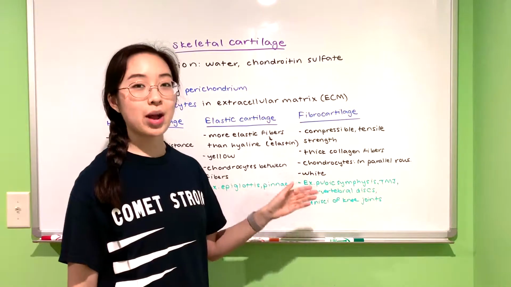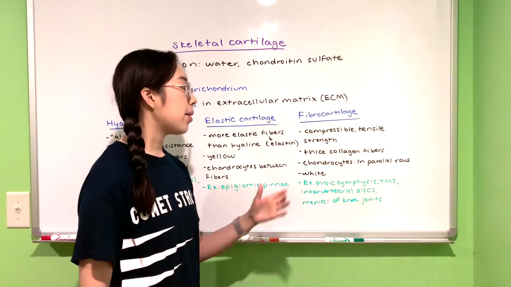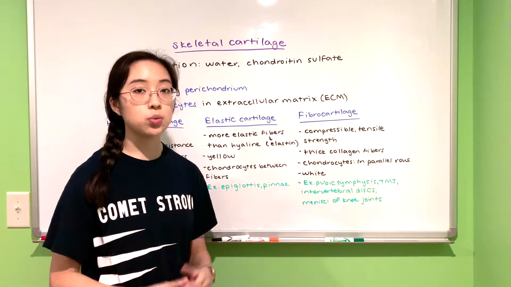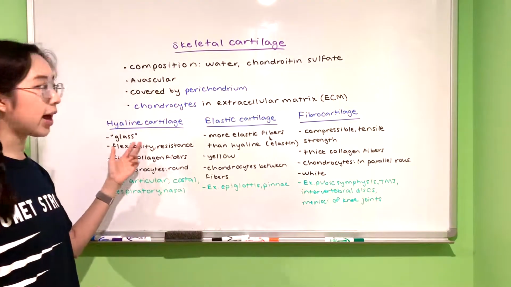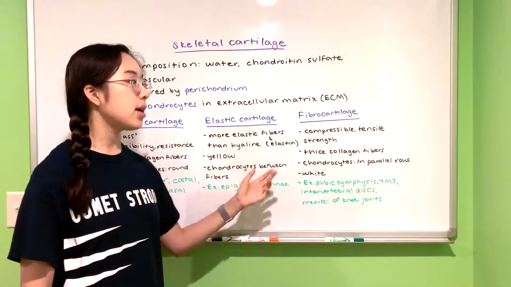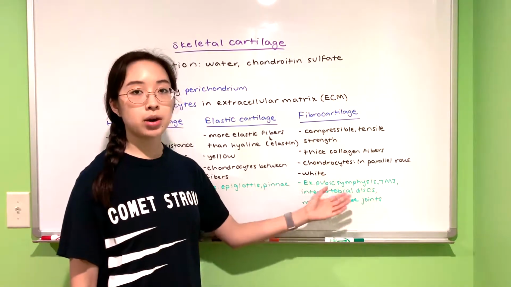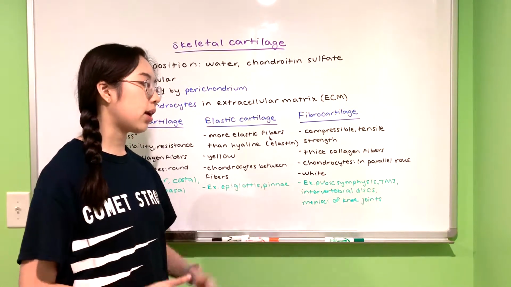Lastly, we have fibrocartilage. Fibrocartilage is what it sounds like. It's very fibrous. It has great compressive and tensile strength, which means that it resists a lot of force. And this is kind of a good combination of the hyaline and elastic cartilages because it consists of thick collagen fibers with chondrocytes in parallel rows. And this is what gives it that great strength. And it is white in color.